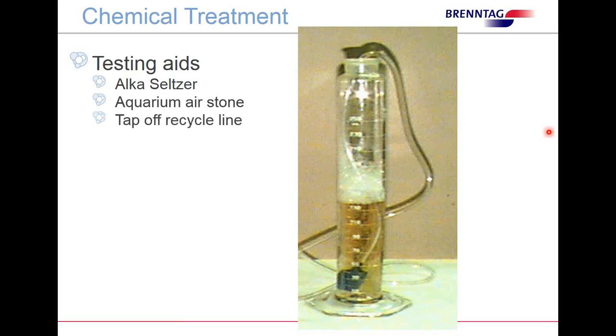And I actually forgot about this when I was putting this together, just remembered about a day or so ago. But another idea is to take a tap off the recycle line. A lot of times, if there is a tap, you have the air and water mixed together, which you take a little tap off of that and use it in your jar, bring a jar beaker over, put a little bit in, and see how well that rises or causes the flock to rise to the top.